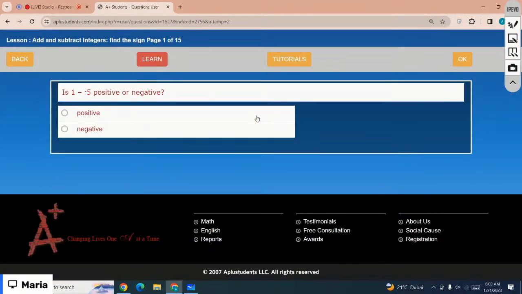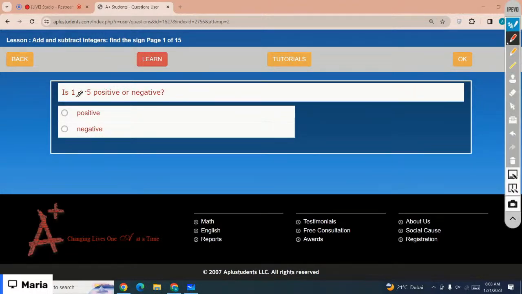Okay, the next one is 1 minus negative 5, positive or negative, right? So you are subtracting a negative integer. Subtracting a negative integer is the same as adding, right? So the answer must be in this case positive, right? This is a very important line. Subtracting a negative integer is the same as adding. So that would be 1 plus 5, and 1 plus 5 is simply 6, a positive number. The correct option is positive, right? The correct option is positive.